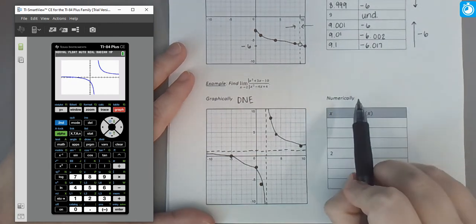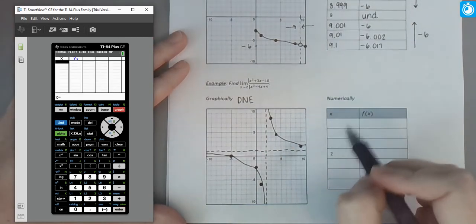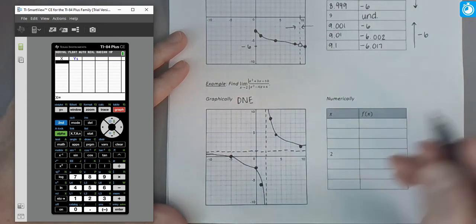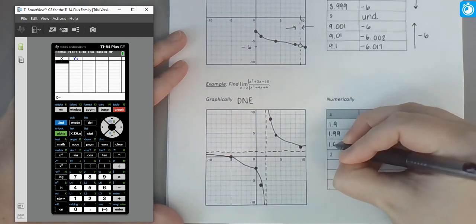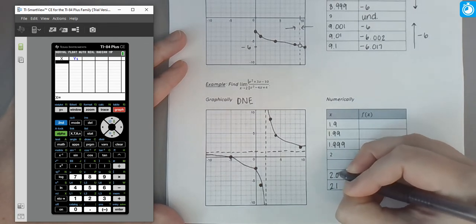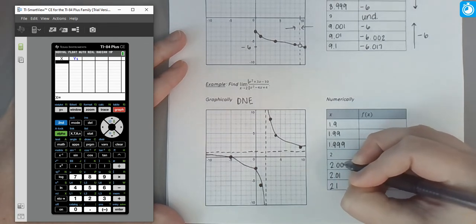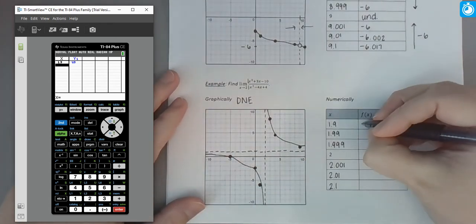Now, are we going to see that numerically? We should. Let's verify that we do. So I'm going to go ahead and change my table settings back to ask. We want to look at numbers on either side of 2. Go back into the table. So numbers that are to the left of 2, smaller than 2, and numbers that are bigger than 2. So we'll say 1.9, 1.99, 1.999, 2.1, 2.01, 2.001, and then let's evaluate with those. So 1.9, we're at negative 69.